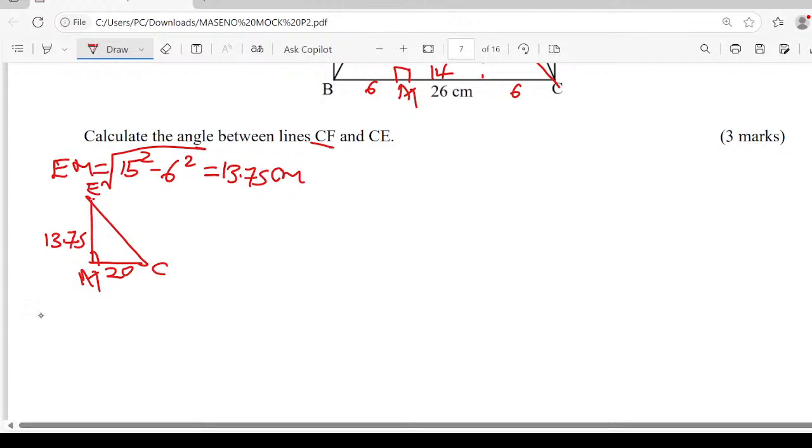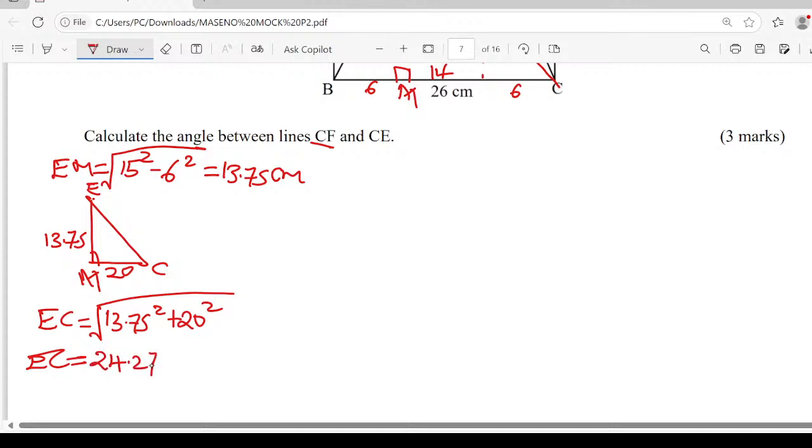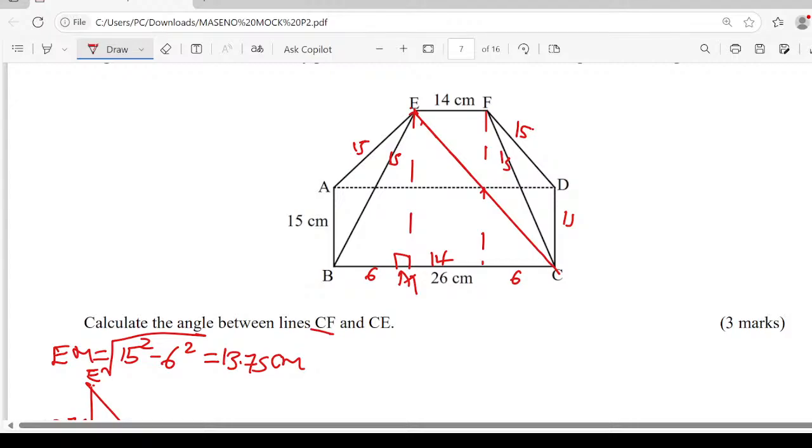Now to get EC, it's going to be the root of 13.75 squared plus 20 squared. So my EC, or CE, when I work it, 13.75 squared plus 20 squared, then the square root, I'm getting 24.27 centimeters.